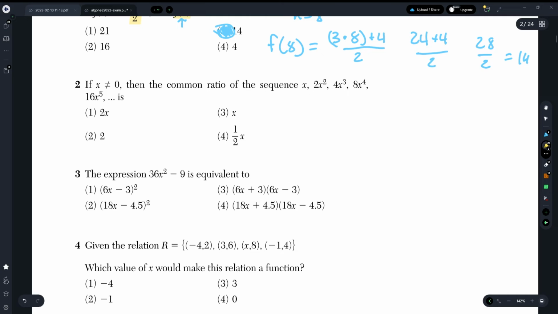If x is not equal to 0, then the common ratio of the sequence x, 2x squared, 4x cubed, 8x to the power of 4, 16x to the power of 5 is what? So, the common ratio, pretty much what this is in a geometric sequence, or in any sequence, the common ratio is what you're altering the pattern by.